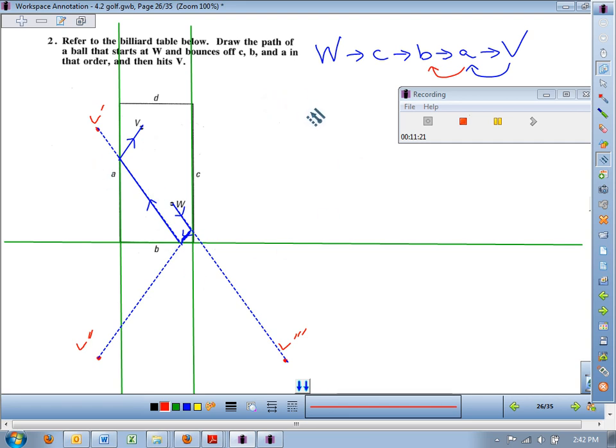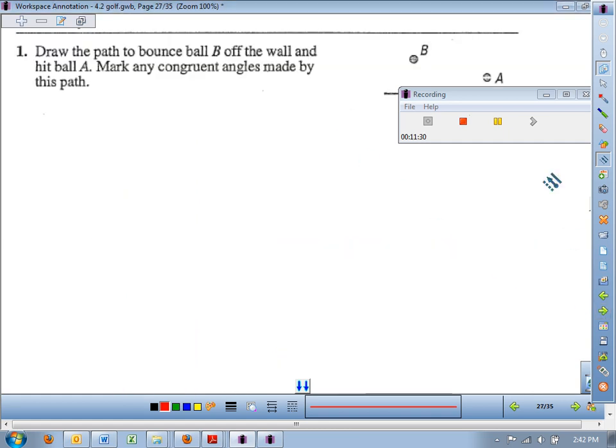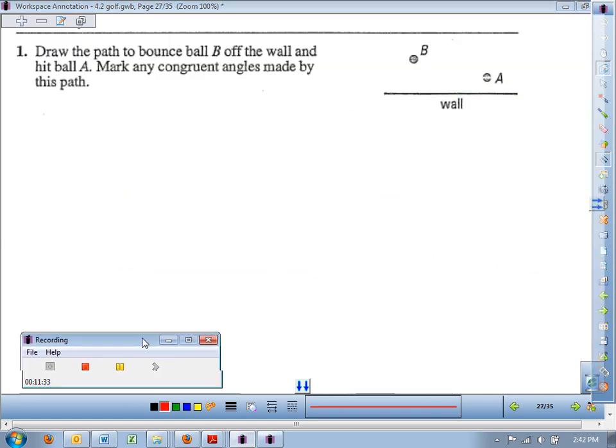Cool. Now, if you go to the homework packet that I have for you, I'll have you do problem 1 for me. I'll actually do it with you. Draw the path to bounce ball B off the wall and hit ball A. Mark any congruent angles made by this path. We'll do that at the end. But first thing you do is follow those steps. Step 1, write the path. B is supposed to bounce off the wall and hit ball A.